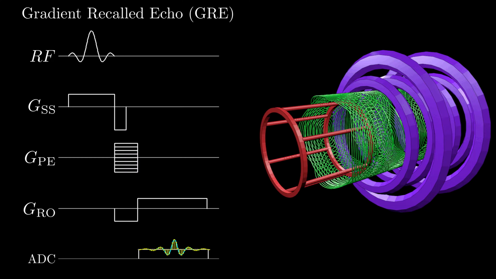This particular timing diagram illustrates the gradient recalled echo, or just gradient echo, pulse sequence. And it is the foundational sequence in MRI. If you want to know how MRI pulse sequences work, you should really start with this one because every other pulse sequence builds off the concepts introduced here. That's the goal of this video, to get you to understand the gradient echo pulse sequence.